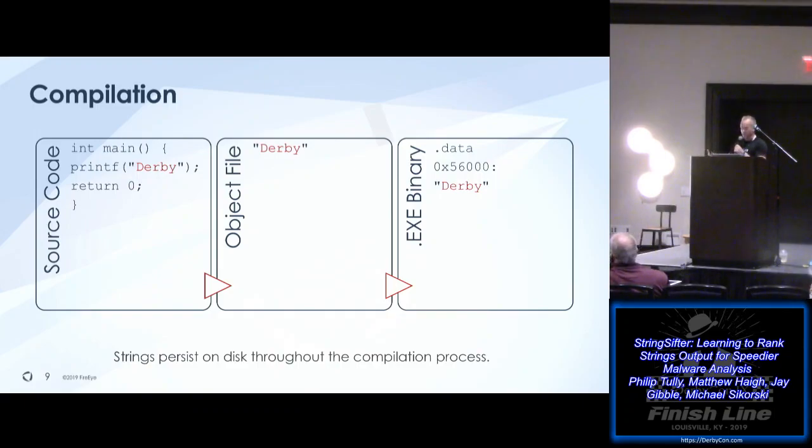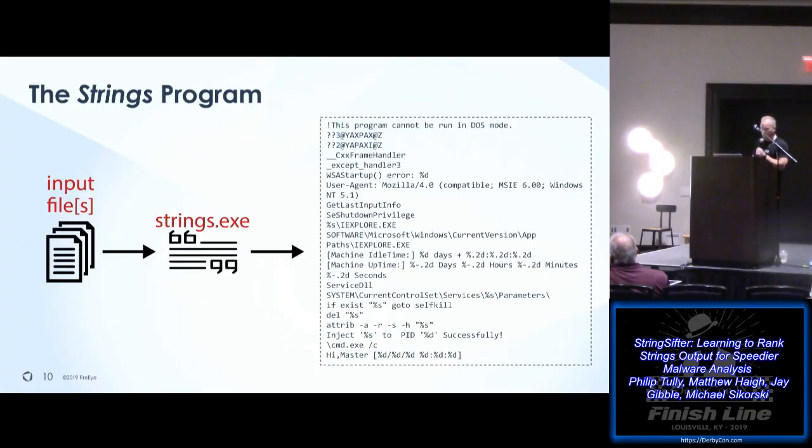So it's on the disk, and then eventually it's compiled into an executable, and somewhere in some section, there are certain conventions for where it would be, but it could be anywhere in the binary, this string. So that's our asset as malware analysts, where we could take advantage of this process. Our plan is to invert the process and work backwards, to get from the string in the section back to the source code. So strings persist on disk throughout the compilation process.